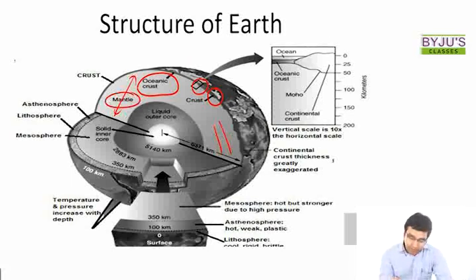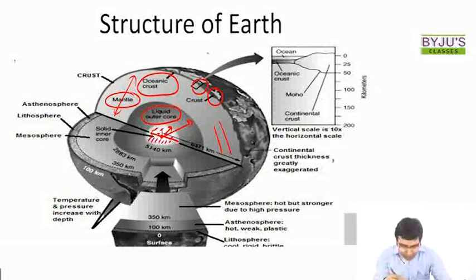Then we have core. In core you have two things. One is the center of Earth. So in this again we have one and two areas. The other one is outer core, and inside is inner core. Now a solid inner core is there. This portion, this slightly brighter one, is solid inner core, and the darker one is liquid outer core.